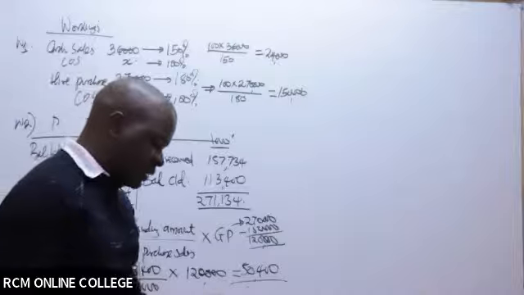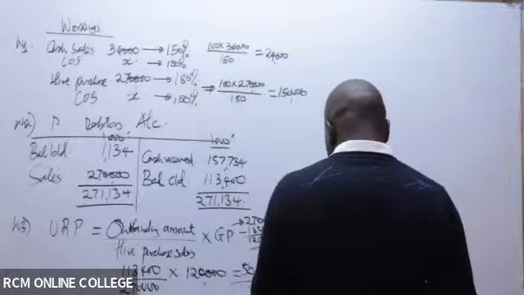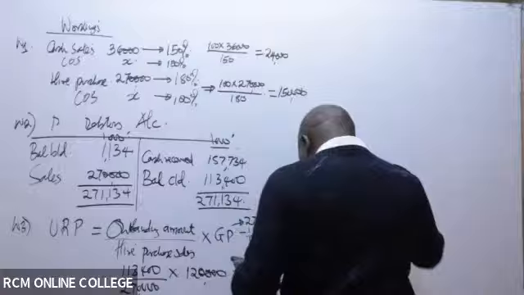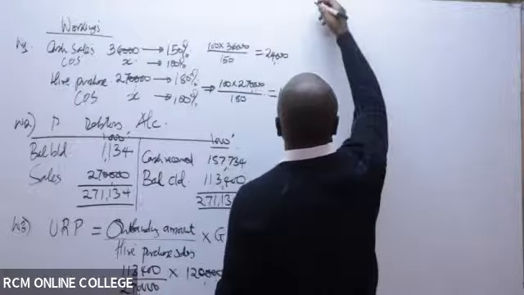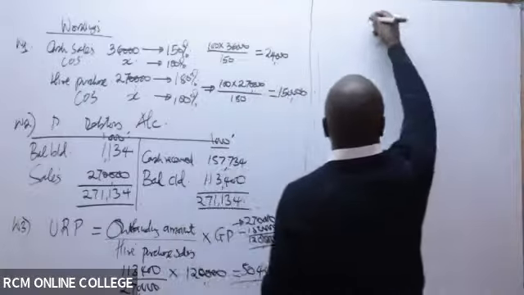Let's come up with the income statement for the two options, the cash sales and the hire purchase sales. So we have the company's income statement.